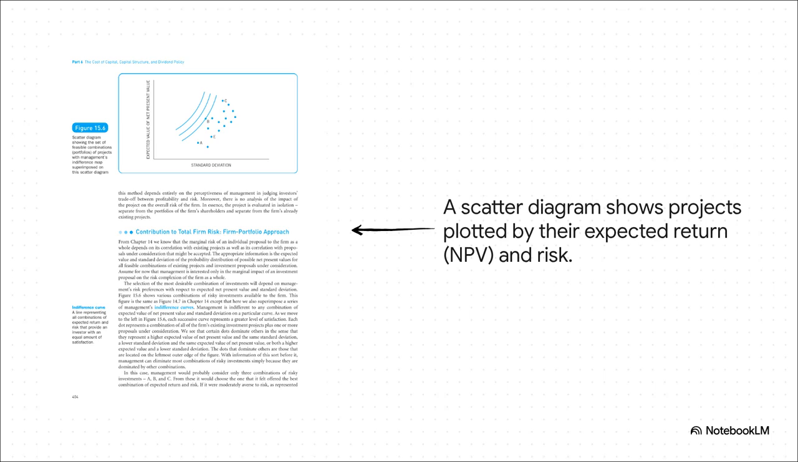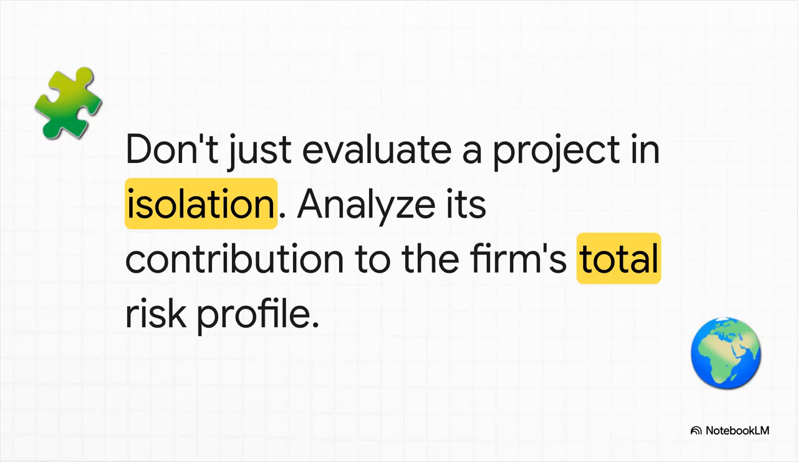Now, where do we want to be? Right there, top left corner. That's the sweet spot. High return for low risk. The goal is to build a portfolio of projects that keeps the company in that awesome zone. So the big takeaway here is this: stop judging projects on their own. Analyze how they contribute to the firm's total risk profile. It's all about strategically building a winning combination of projects for the company as a whole.